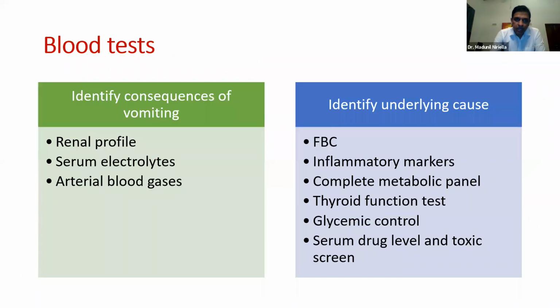Blood tests should identify the consequences of vomiting. A renal profile should look into acute kidney injury. Serum electrolytes should look into hypokalemia, and blood gases will reveal hypochloremic metabolic alkalosis. And other investigations to identify the underlying causes include full blood count, inflammatory markers, complete metabolic profile, including liver, renal, and thyroid functions, glycemic control in diabetics, and if indicated, serum drug and toxicity levels.